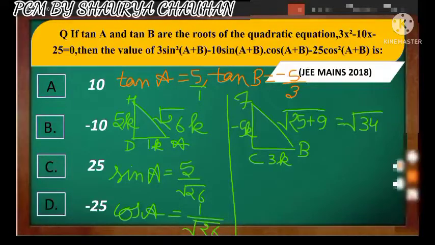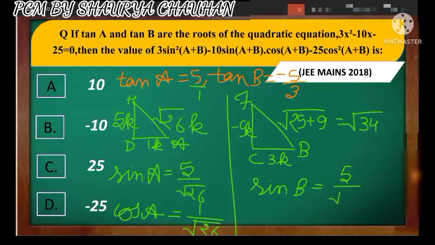When we take the angle B in the second quadrant, sin B will come out to be 5 upon root 34 and cos B will come out to be minus 3 upon root 34. Now we have found the values of sin A, cos A and sin B, cos B. So now you know the formula for sin(A+B) and cos(A+B). Now let's find the value of sin(A+B).